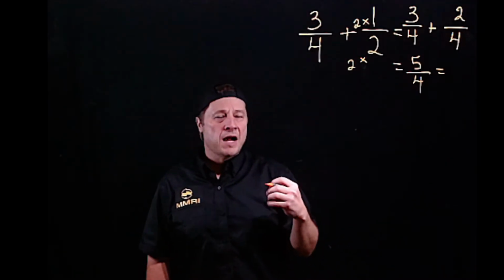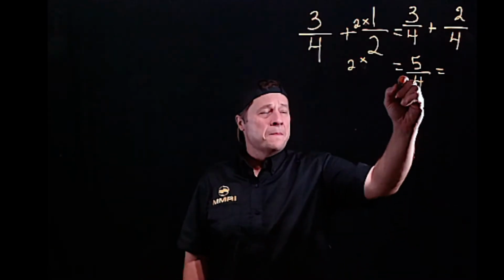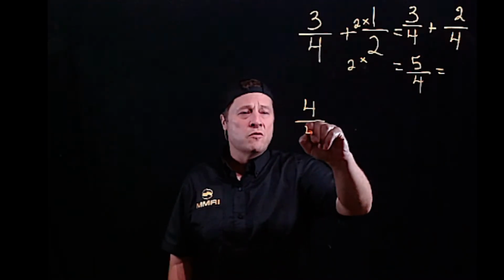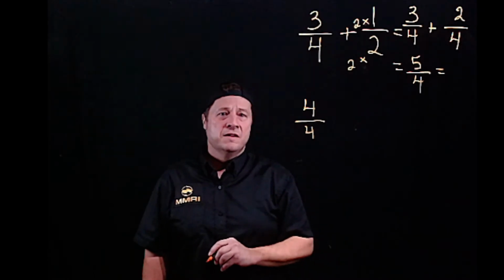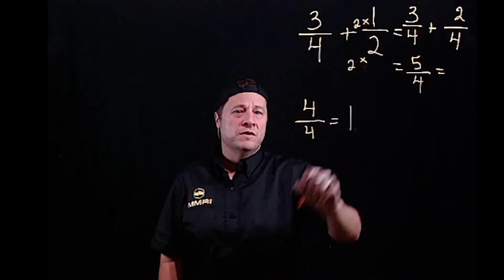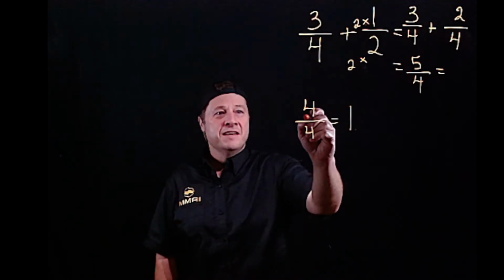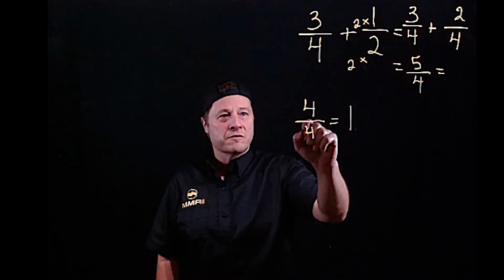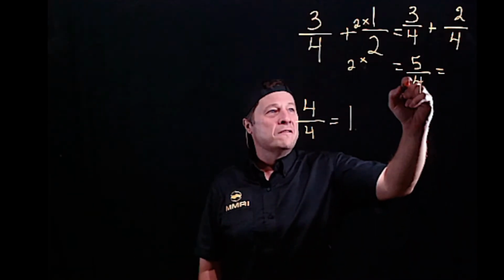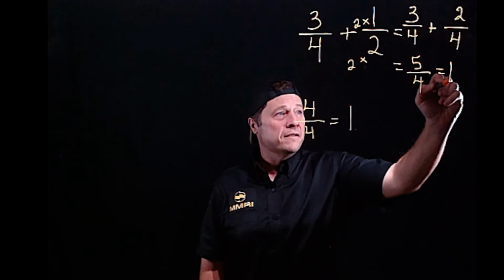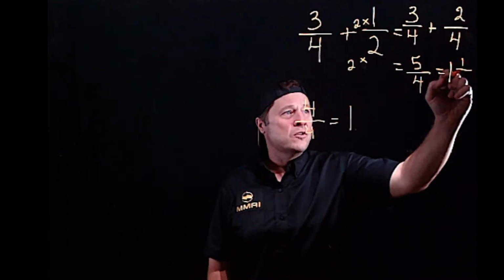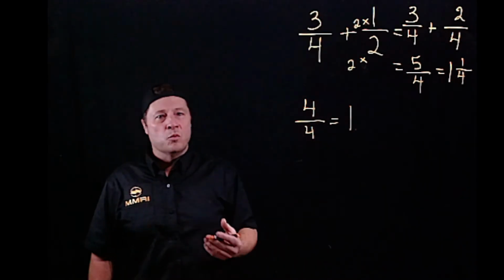Remember how we convert into mixed numbers. Basically, a whole number is a number over itself, right? 4/4 is equal to 1. Basically 4 divided by 4. How many 4s are in 4? That's all you're saying, right? 1. So how many 4s are in 5? 1. And how much is left over? Well, 5 minus 4 is 1. So 5/4 is 1 1/4.